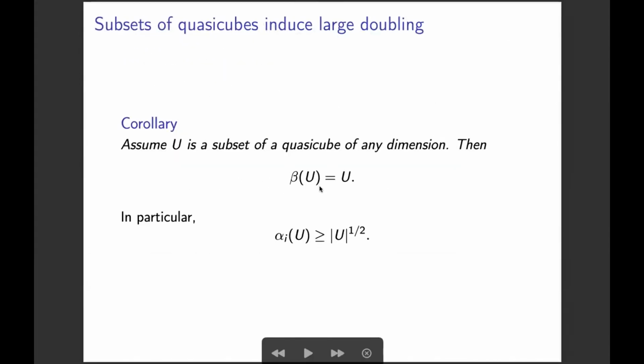So that's why you can actually prove that beta is maximal, not only for quasicubes, but for any subset of a quasicube, which is actually a much larger family, because in the applications, you rarely have a full quasicube, but normally you have some remnant of it.